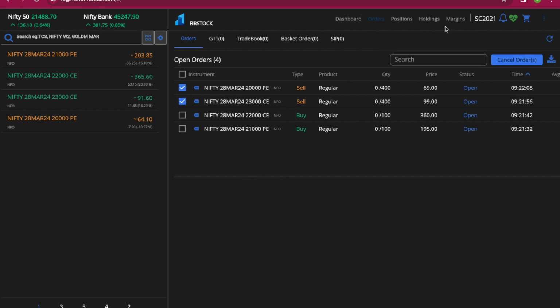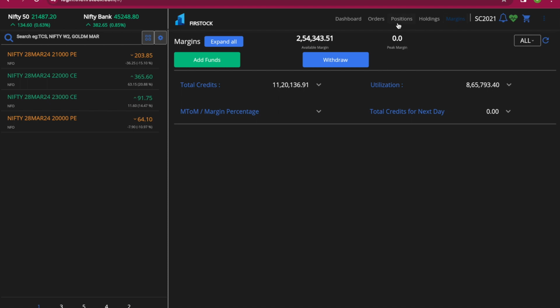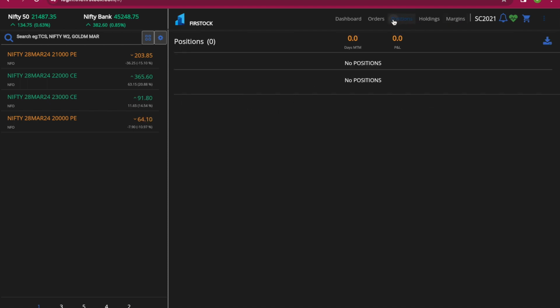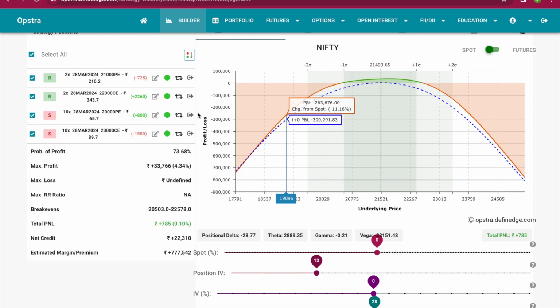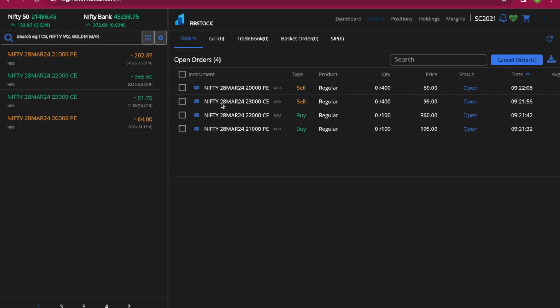We can check the margins block. Margins are 2 lakhs. Okay, I think let's just not increase the risk. We can increase the risk in a couple of days if we see market not moving anywhere. But for now, let's just go ahead with this. So modify.